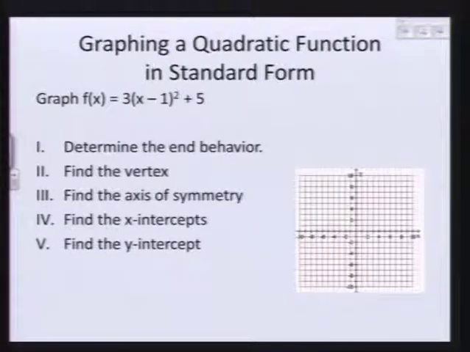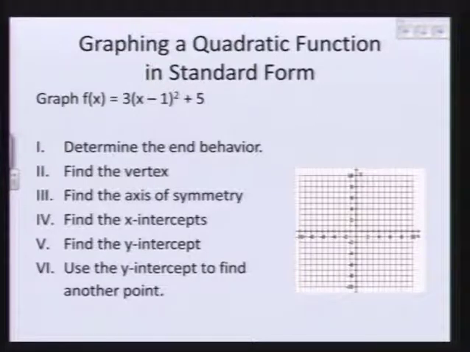Then we're going to find the y-intercept, and then we're going to use the y-intercept to find another point, similar to what we did in the previous program, but we'll go through that whole thing here if you possibly have forgotten how we did that.